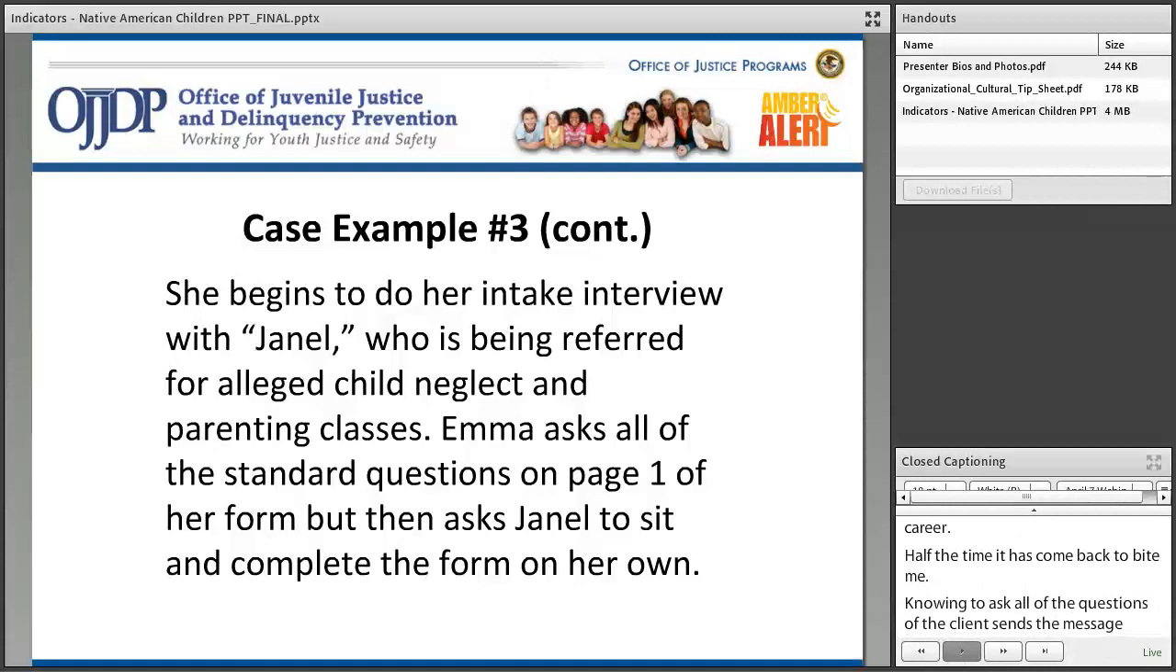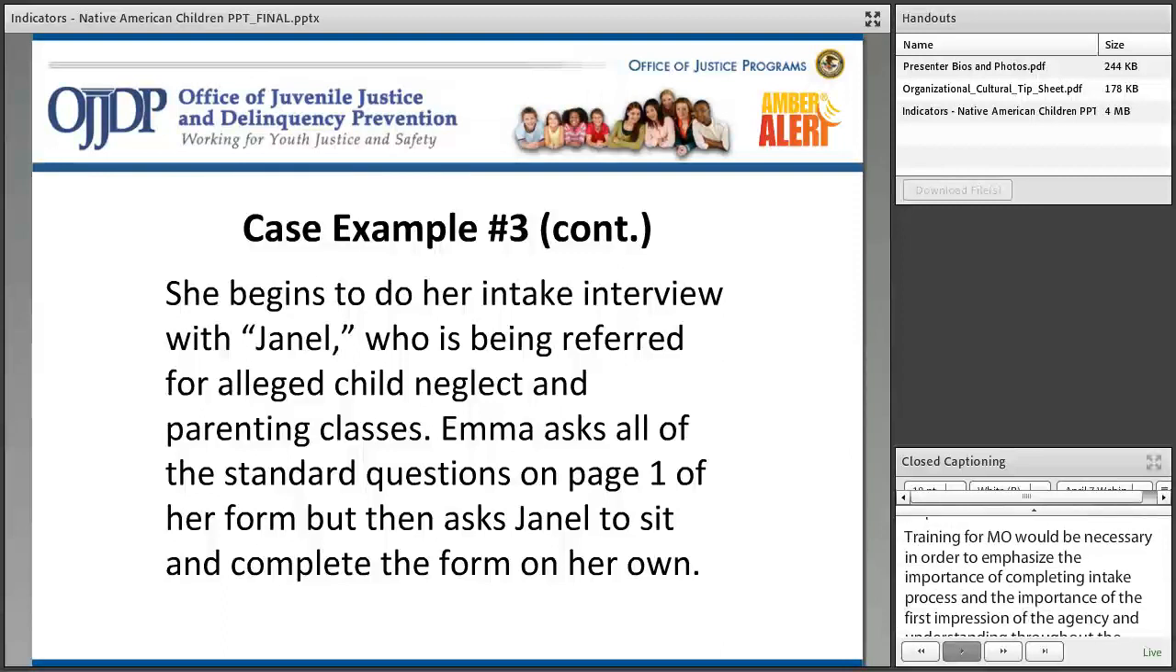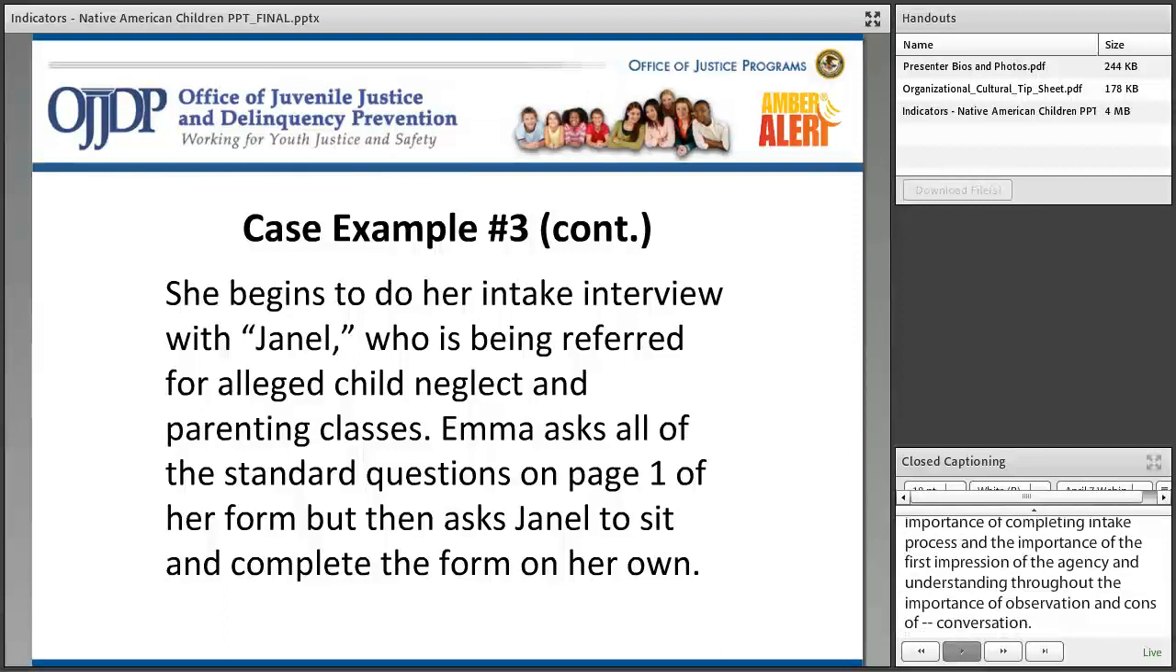Training for Emma would be necessary in order to emphasize the importance of completing the intake process, the importance of the first impression of the agency, and understanding, through observation, the importance of observation and conversation. Indicators that could have been identified could have been about the educational level, domestic violence or other domestic issues, or a learning disability.